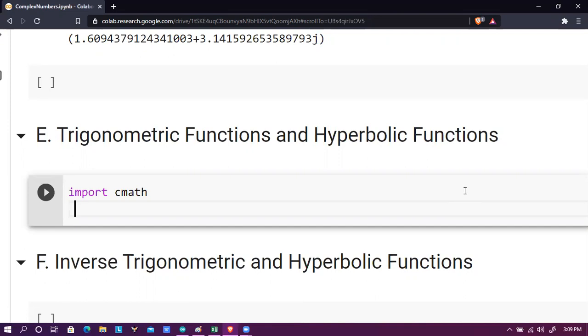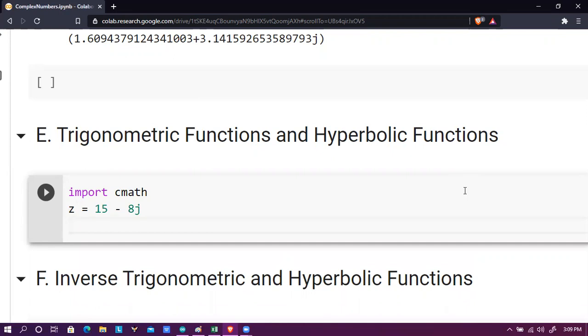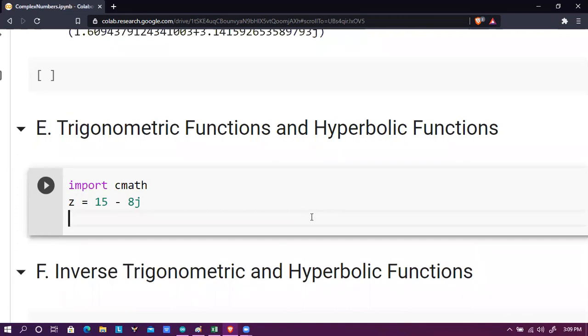In this case, now I will be using Z equals, let's say, 15 minus 8j. This will be the value of my complex number. And I want to take out the trigonometric functions and the hyperbolic functions of your Z. Let's print the sine of Z.